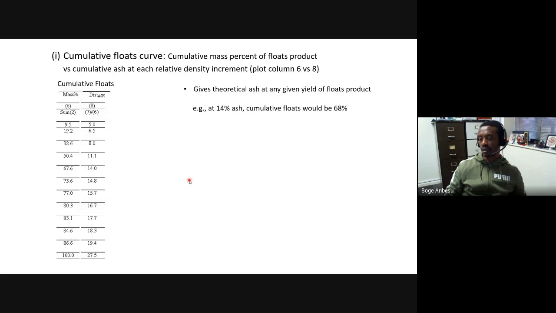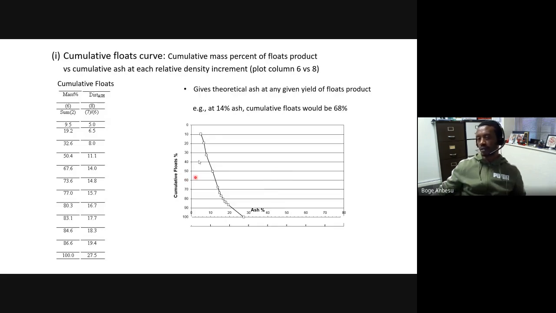Okay, so if you took the cumulative floats curve, it should look something like this. So that's columns 6 and 8. The cumulative floats is on the y-axis and the ash on the x-axis. And then we say, okay, now I'm going to run my sink and float, and I'm selling this to someone, and that person requires only 10% ash in the product. If I produce more than 10% ash material, then I'm going to get penalties for it. So maybe they will reduce the price, or maybe they say they won't accept it.